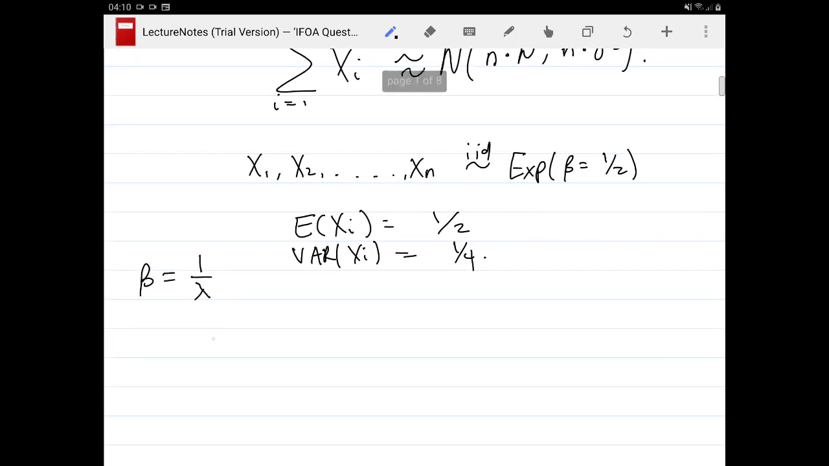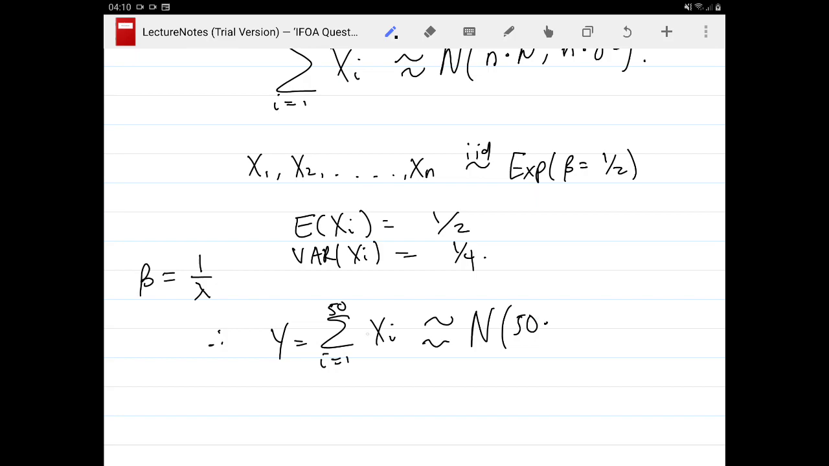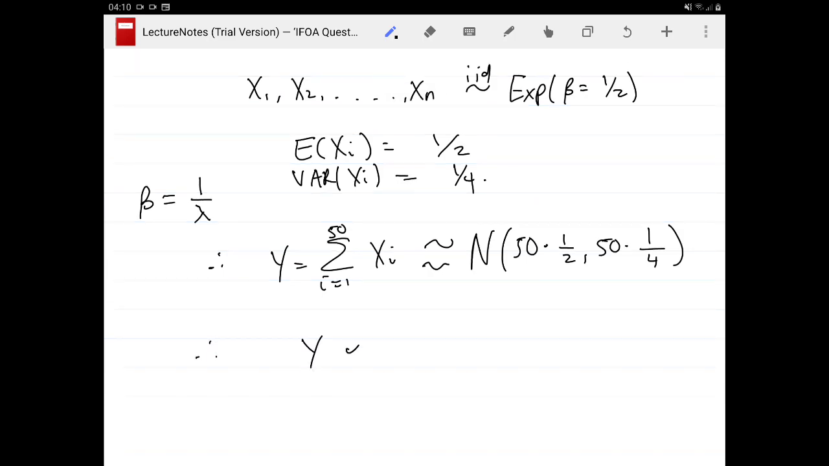So then we know that Y, being the sum from i equals 1 to 50 of our Xi's, is going to approximately have a normal distribution, where our mean is going to be n, which is 50, times our mean for our individual random variables, which is 1/2, and our variance is going to be n times the variance of our individual random variables. So therefore we have that Y is approximately a normal with a mean of 25 and a variance of 12.5.